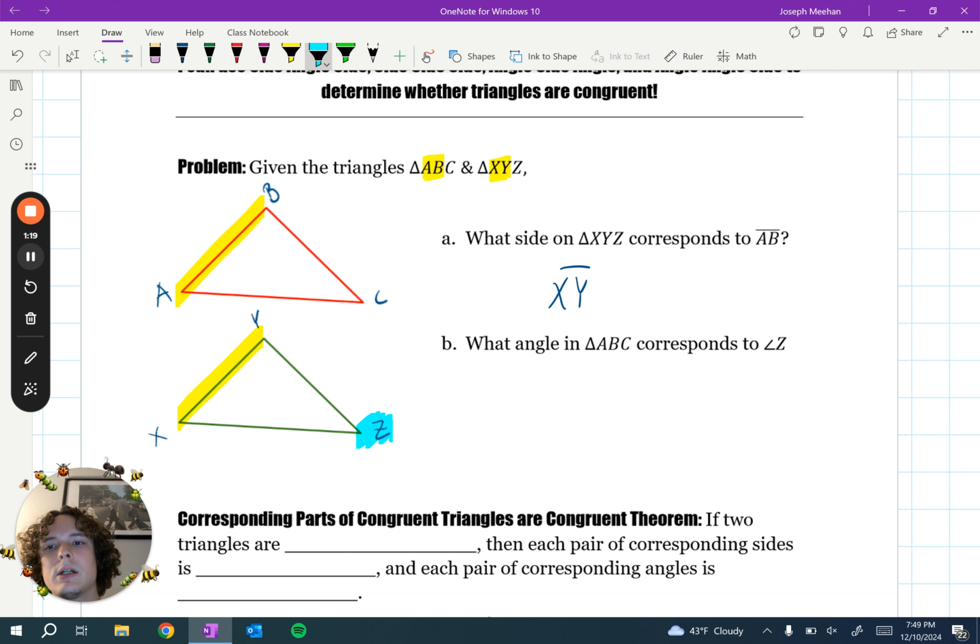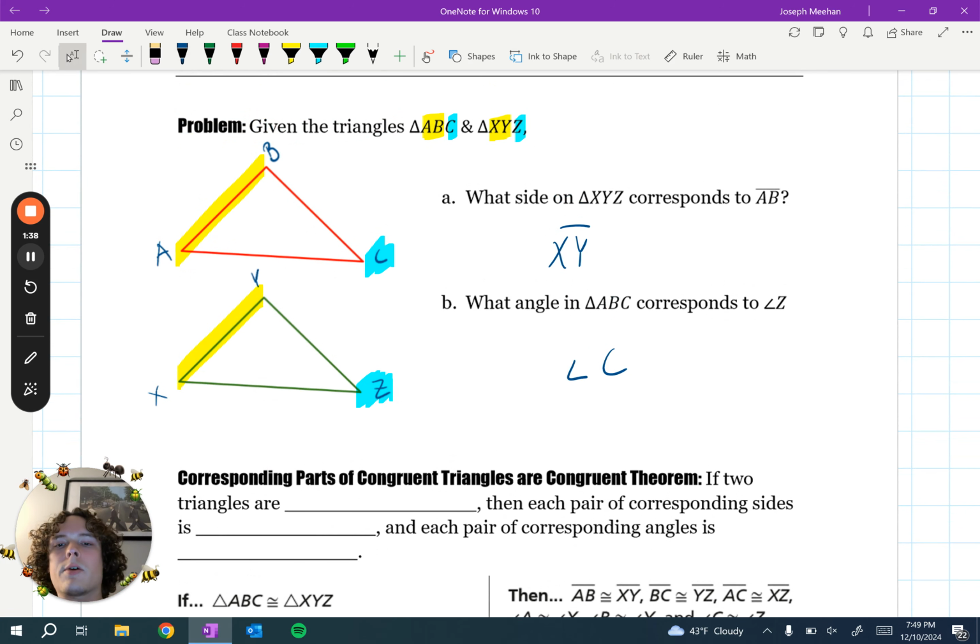What angle corresponds to angle Z? That's this angle right here. Maybe that's obvious, but it's angle C. And if you look at how you write out the triangles with just the letters, C and Z are in the corresponding positions when you write it out like that too. So we can say angle C.